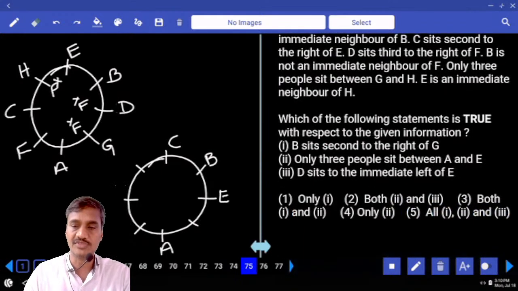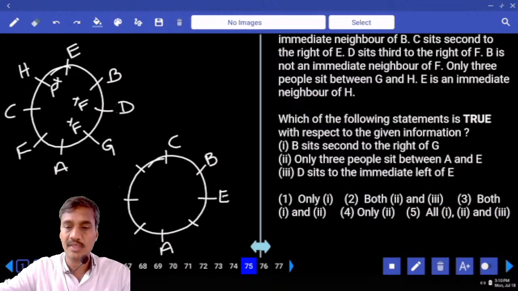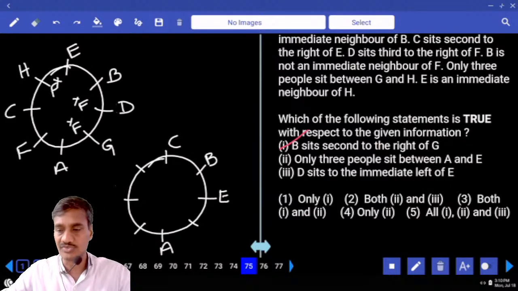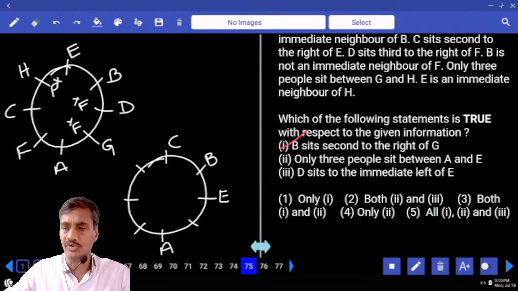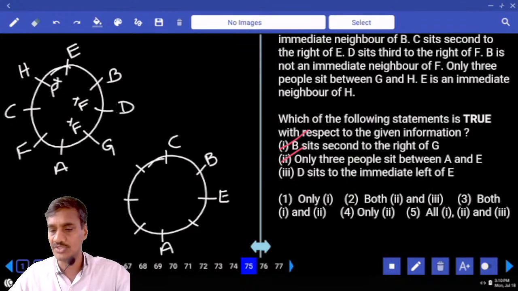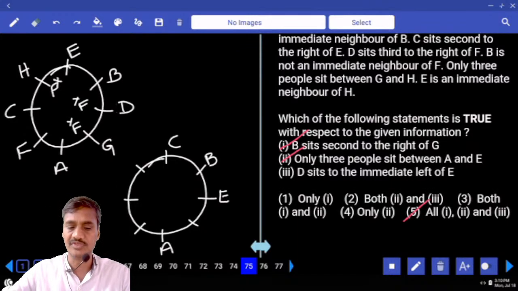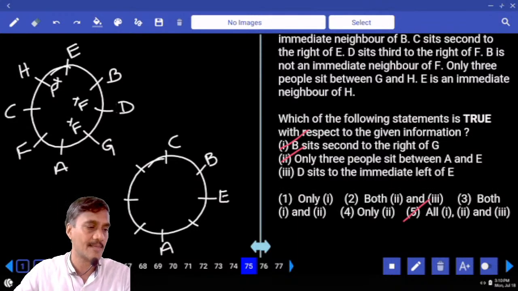And 75, which of the following statements is true? B sits second to the right of G, that is definitely true. And next one, only 1, 2 and 3 is also there. And only 3 people between A and E, that's again true. Hence 1 and 2 are true. Hence choice 5 is the answer, question number 75.